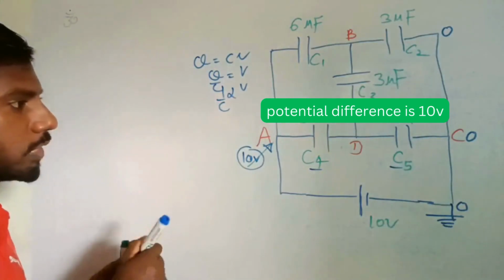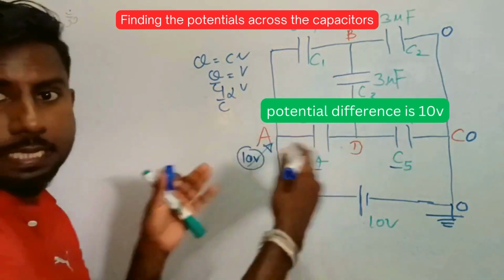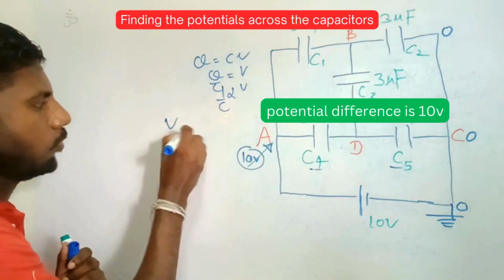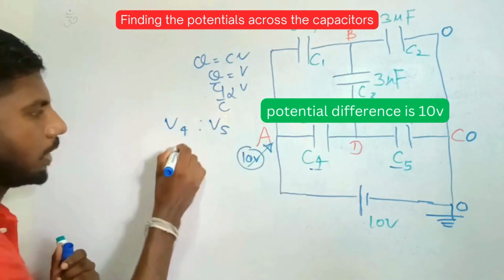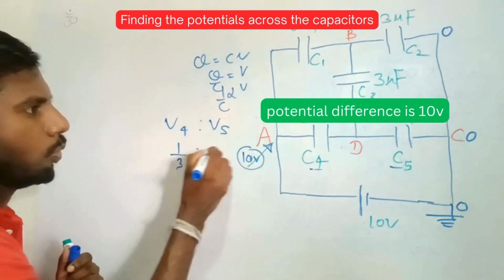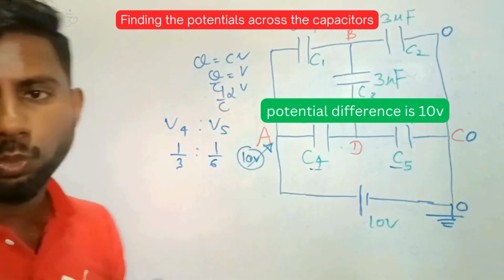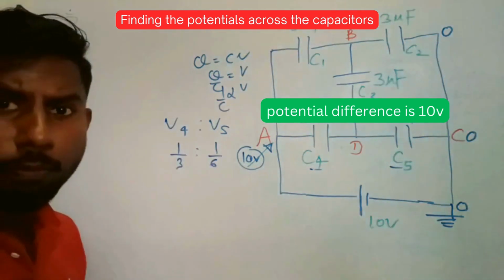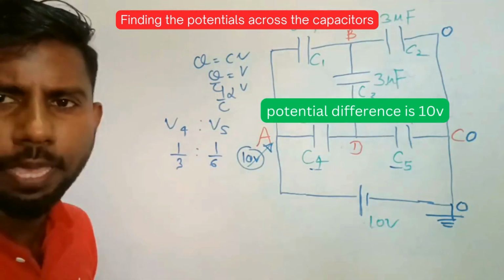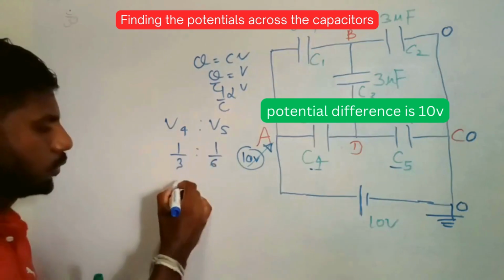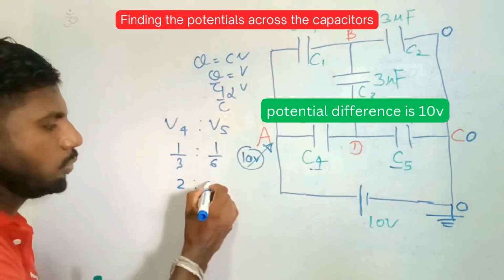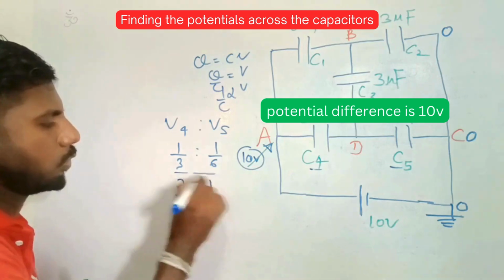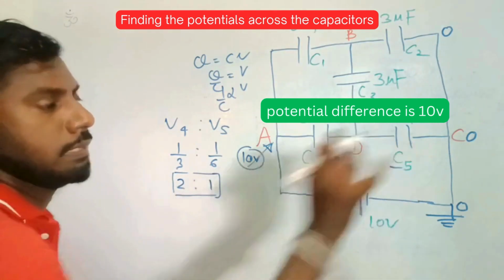So let's do the calculation now. For C4 and C5, the potential ratio, let's say V4 is to V5, should be equal to 1 over 3 is to 1 over 6. So I'll make it a proper connection. I'm multiplying it by 6. So it's 2 is to 1. This is the ratio. Actually we need to distribute the potential.